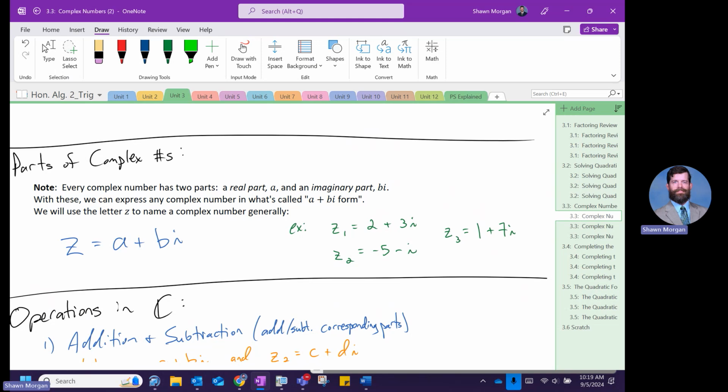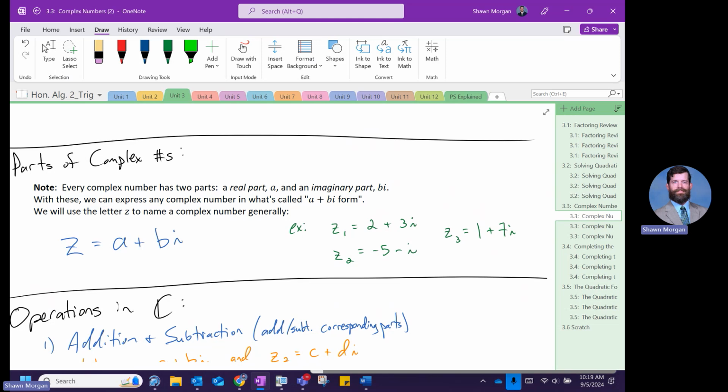So I'll give you a couple examples. There's 2 plus 3i, negative 5 minus 1i, there's 1 plus 7i. And because we operate with complex numbers, it's helpful to give them a little nickname. My son's legal name is Theodore Charles Morgan. What does he go by? He goes by Teddy. That's his nickname, right? So this number right here, his legal name, if you will, is 2 plus 3i, but that's a mouthful. I'll just call that Z1, or Z2 for this number, or Z3 for that number. That's sort of like the nickname.